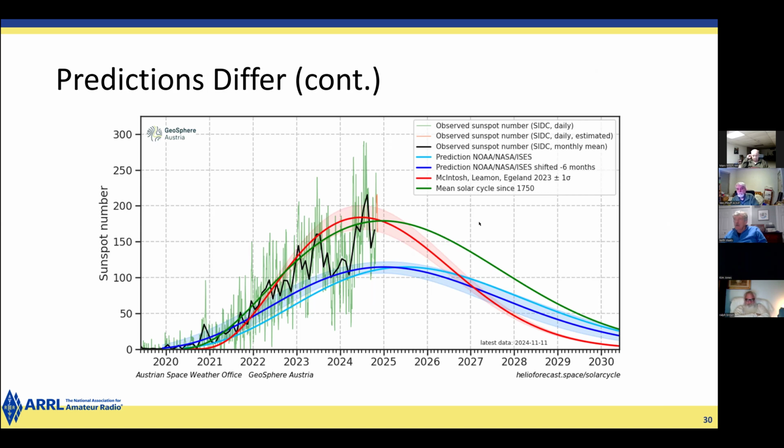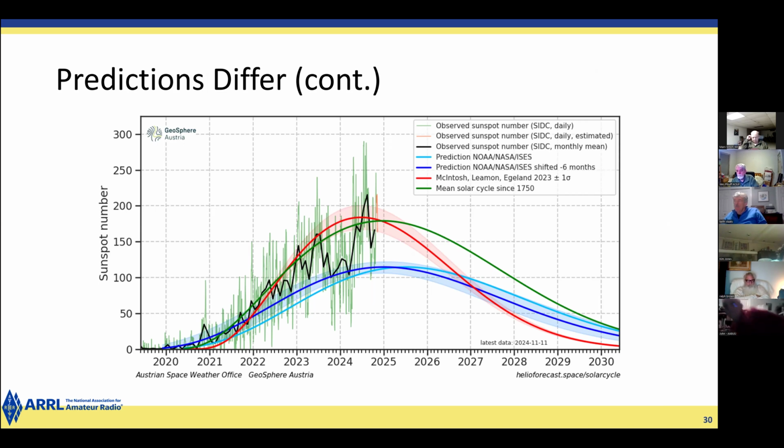So at any rate, what I'm trying to say here is that predictions of the solar cycle and predictions of propagation are indications that are helpful, but you can't take them as gospel. They're worse than weather predictions.